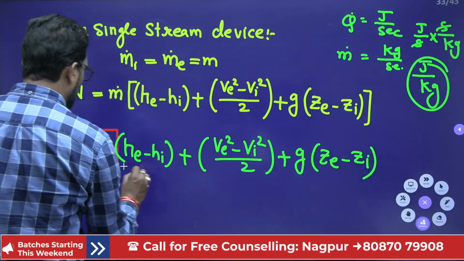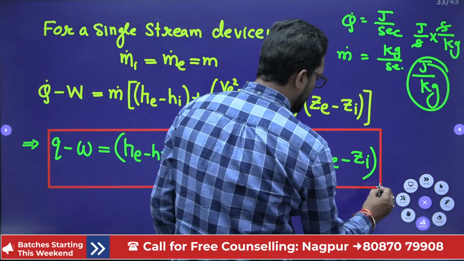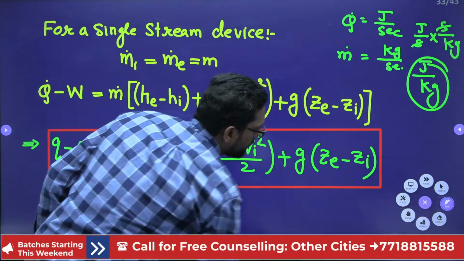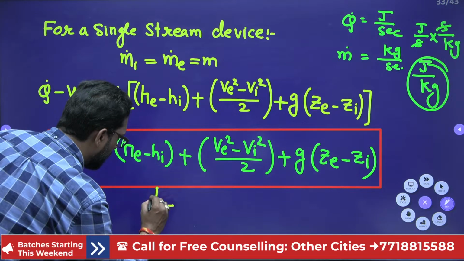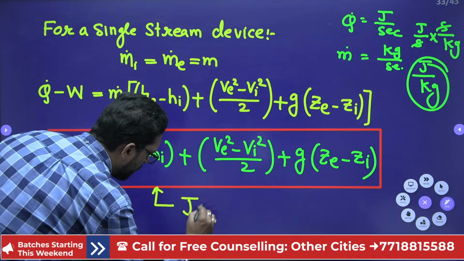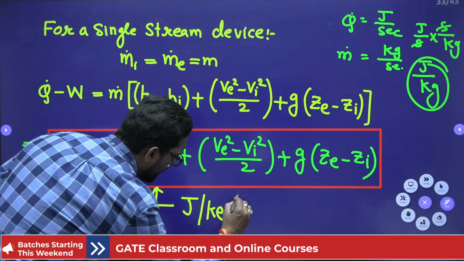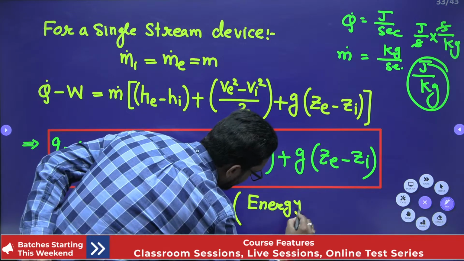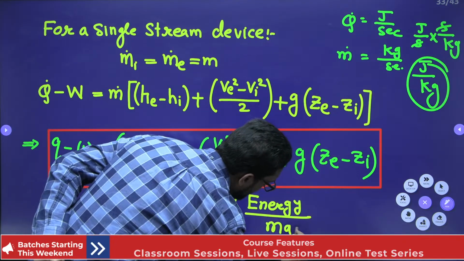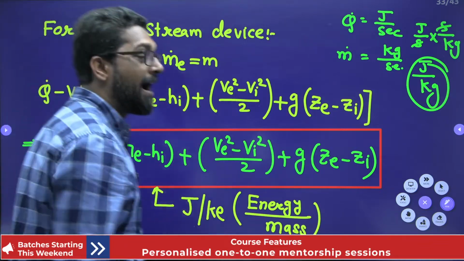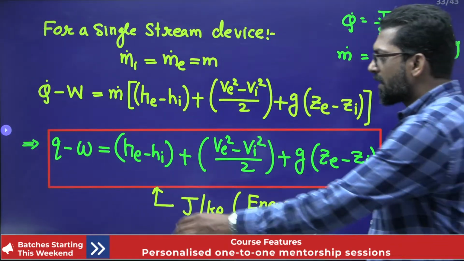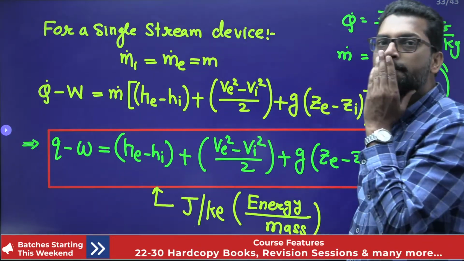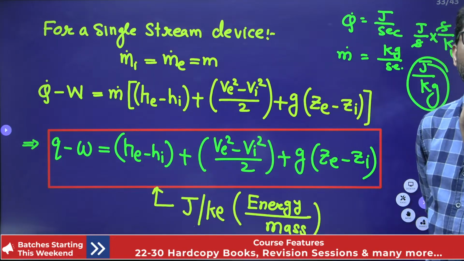So this equation is in the form of joule per kg, that means energy per unit mass. Energy per unit mass basis. This is very important. This is per unit mass.